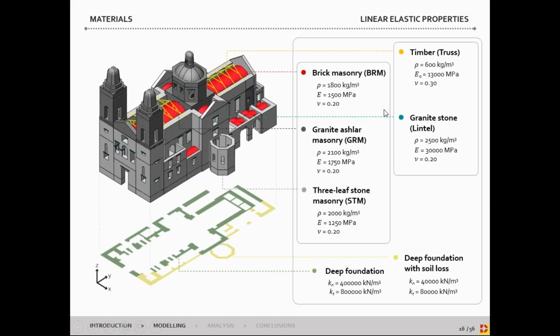This block of masonry, brick, granite ashlar, and 3-leaf stone masonry, would be then considered to have nonlinear range for later analysis, while the timber and the granite stone will always be considered in the linear range. Additionally, we would prepare a model with soil structure interaction, and we would represent the foundations as interfaces. And after some calibrations, we would get to this model where we have a deep foundation and a deep foundation with soil loss, with less stiffness.